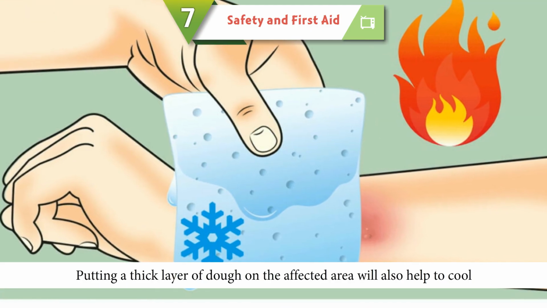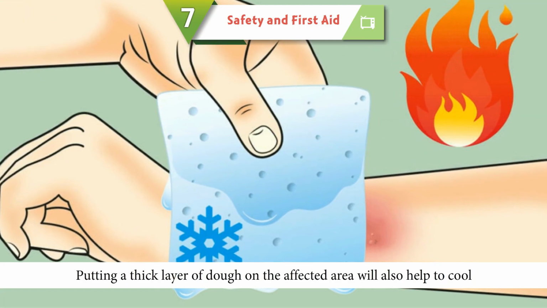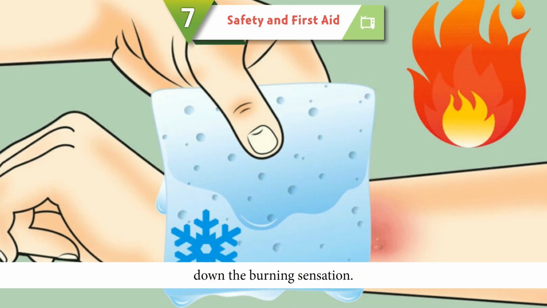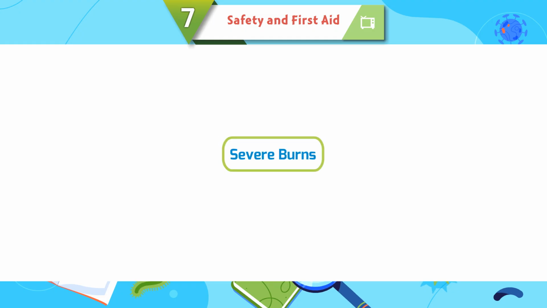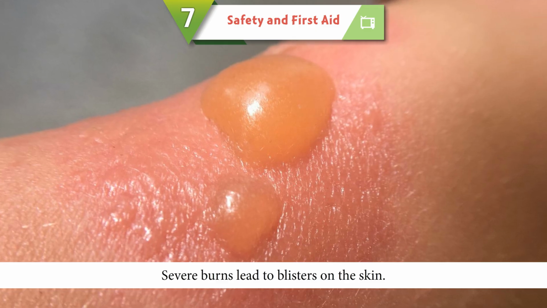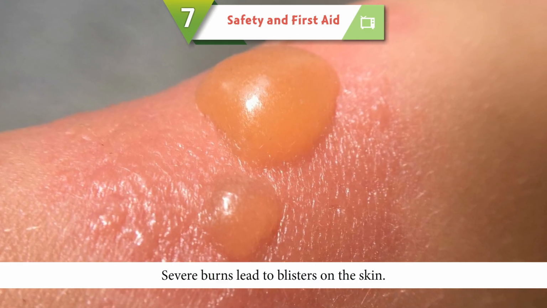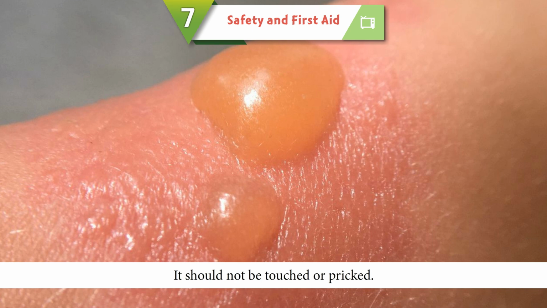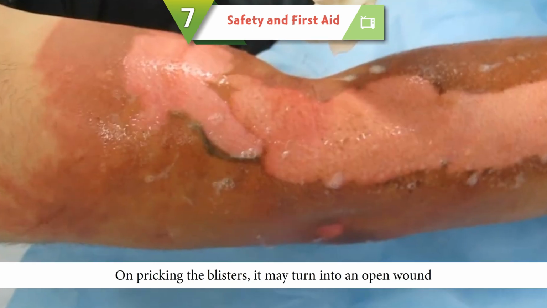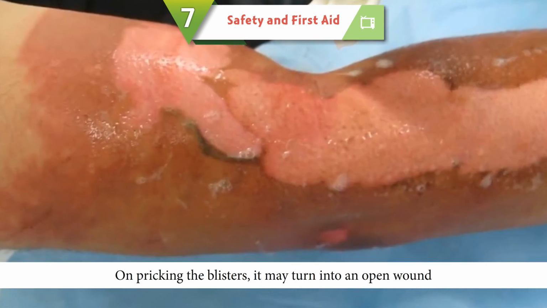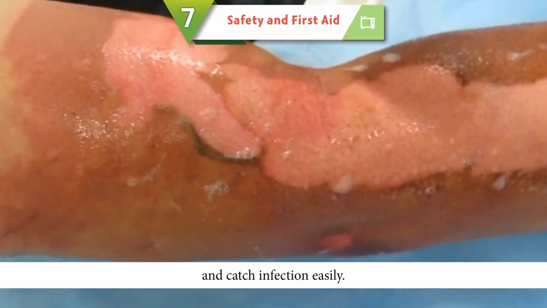Putting a thick layer of dough on the affected area will also help to cool down the burning sensation. Severe burns. Severe burns lead to blisters on the skin. It should not be touched or pricked. On pricking the blisters, it may turn into an open wound and catch infection easily.